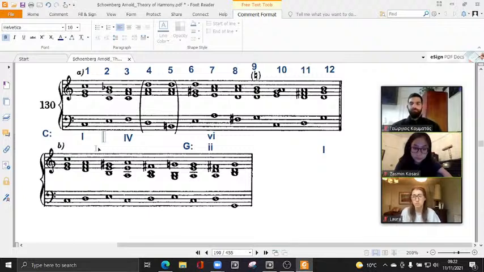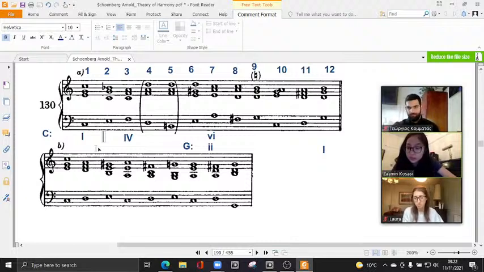And if you have to describe fully, dominant seven of. What do you mean describe fully? Which inversion? Oh, it's first inversion. Good.